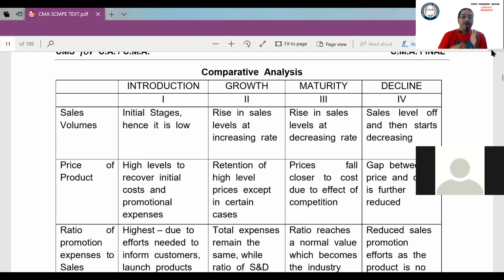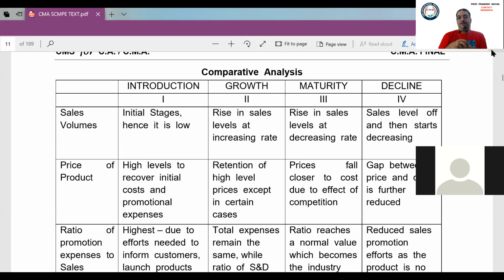We have a method of pricing, we'll come to that also. There is a method of pricing called price skimming, and there is penetration pricing. So different methods of pricing are also there. We'll discuss all these things, because at the professional level, we have to know all these concepts.